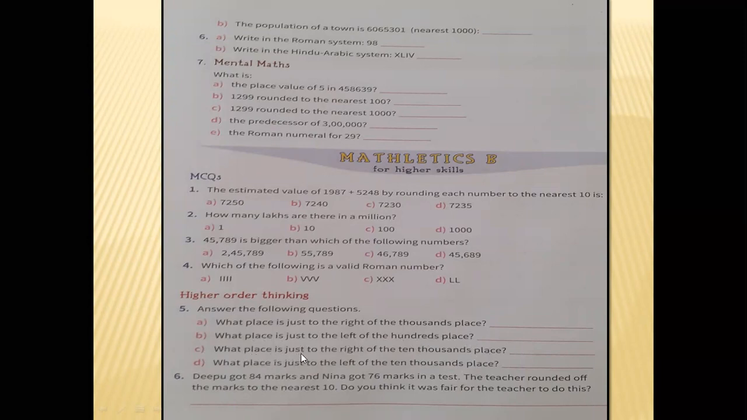See, what place is just to the right of the 10,000 place? Next, D, what place is just to the left of the 10,000 place? You have to think and write for this answer.